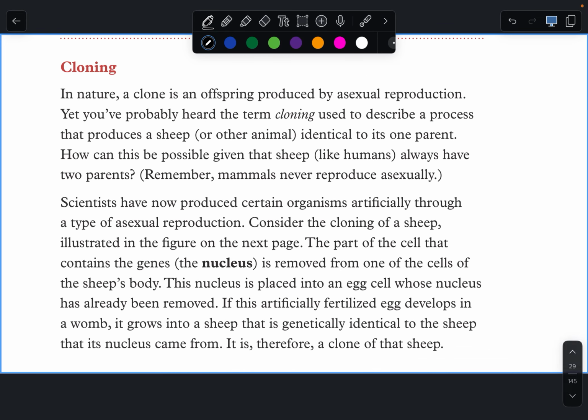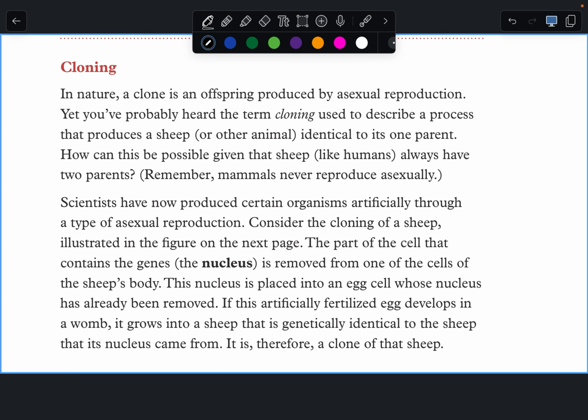Cloning. In nature, a clone is an offspring produced by asexual reproduction. Yet you've probably heard the term cloning used to describe a process that produces a sheep or other animal identical to its one parent. How can this be possible, given that sheep, like humans, always have two parents? Remember, mammals never reproduce asexually. Scientists have now produced certain organisms artificially through a type of asexual reproduction. Consider the cloning of a sheep, illustrated in the figure on the next page.